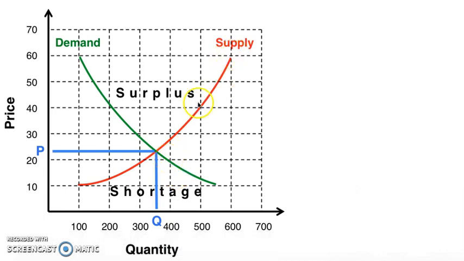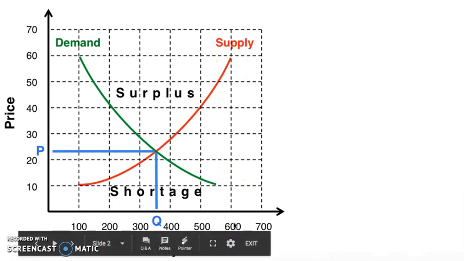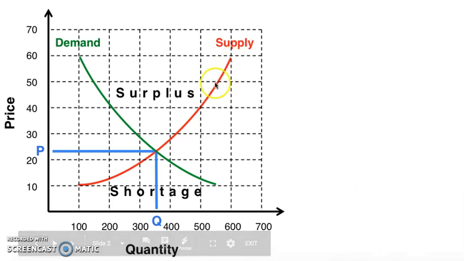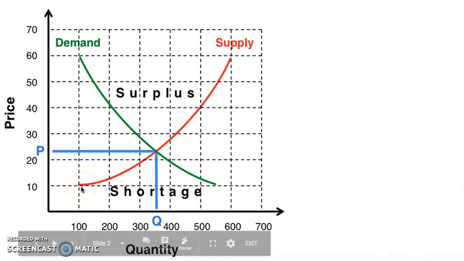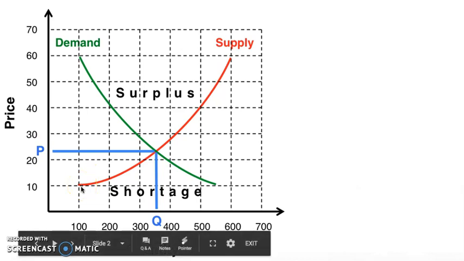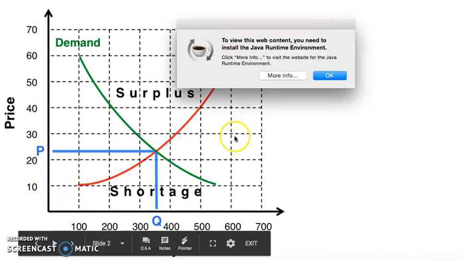Supply works the opposite. If we look at the red line, at $60, the producer wants to make a lot of them. They're willing to supply 600 of those items. As the price goes down, the producer doesn't want to make as much because it's not worth as much. It doesn't have as great a value. So if it only costs $10, the producer might only want to make 100 of those.